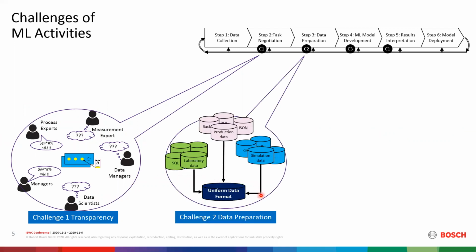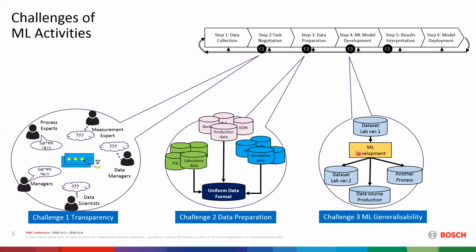The challenge 2 is data preparation. Since we have so many different data formats and data sources, if we need to develop machine learning methods for each of the sources, it is extremely costly. Ideally, we want to transform all the data sources into one uniform data format. Then we can develop all the methods and the scripts based on this format. This will save cost greatly.